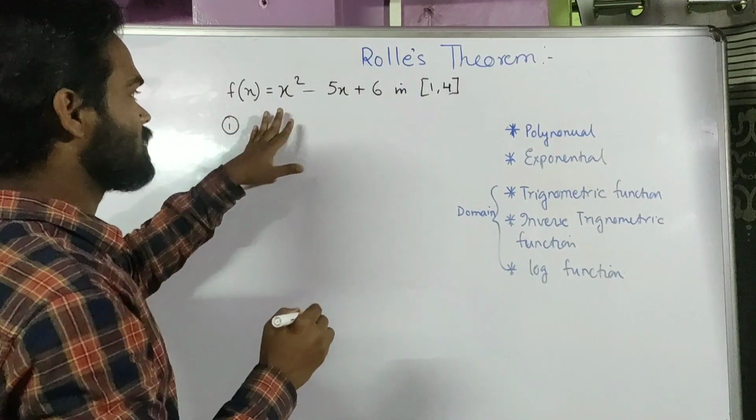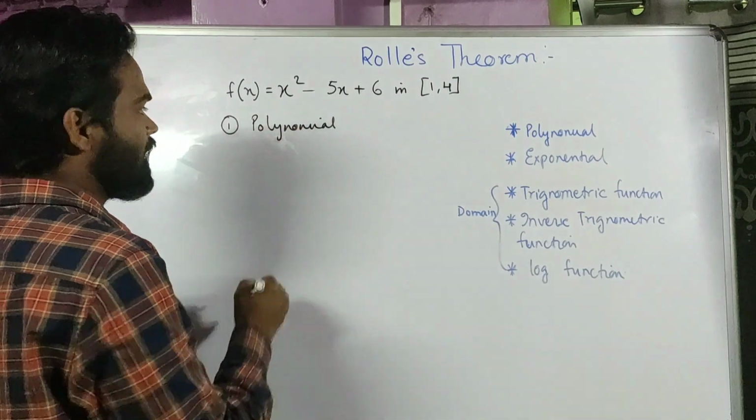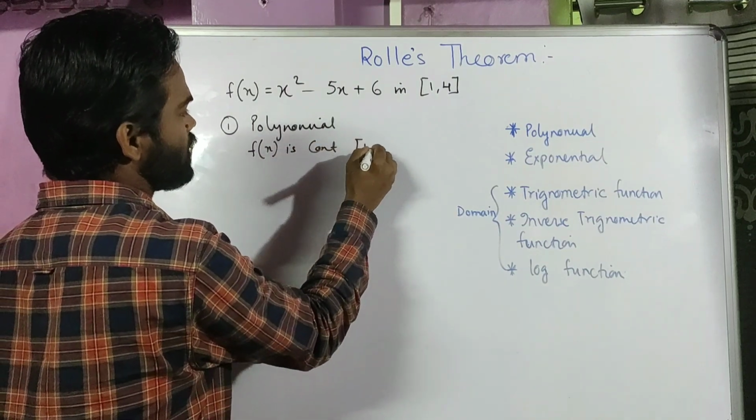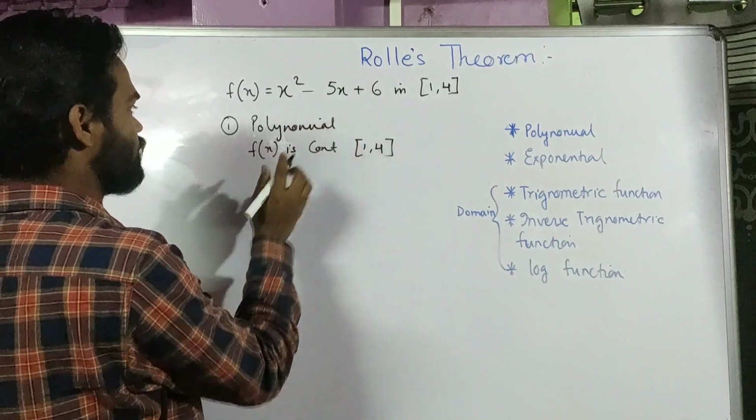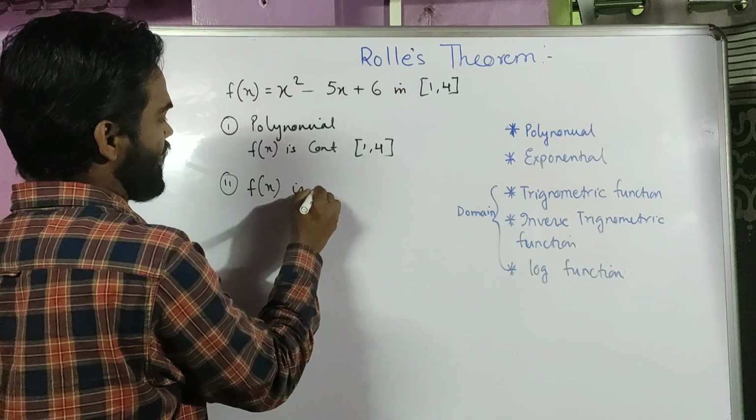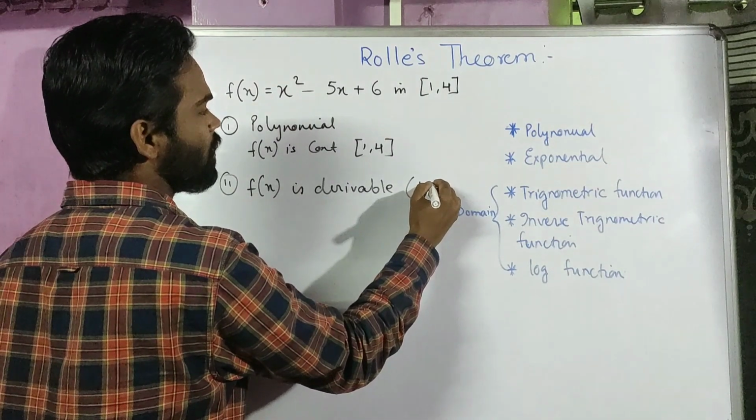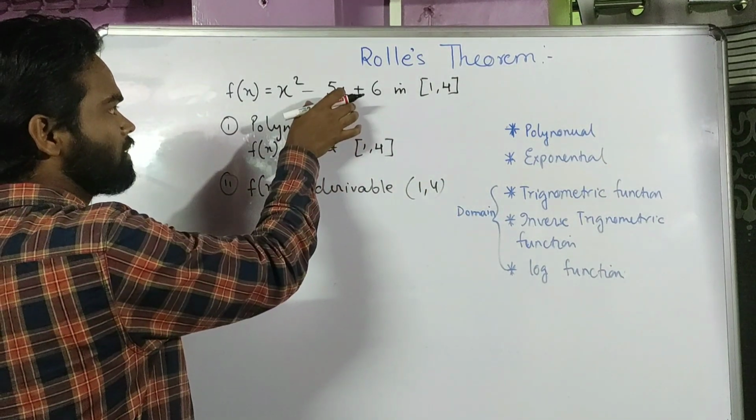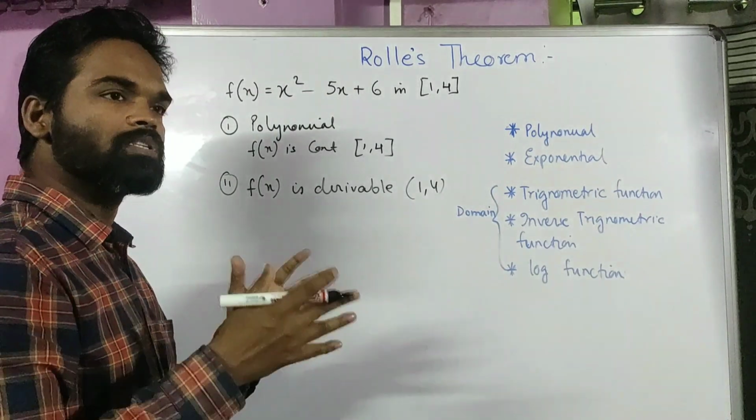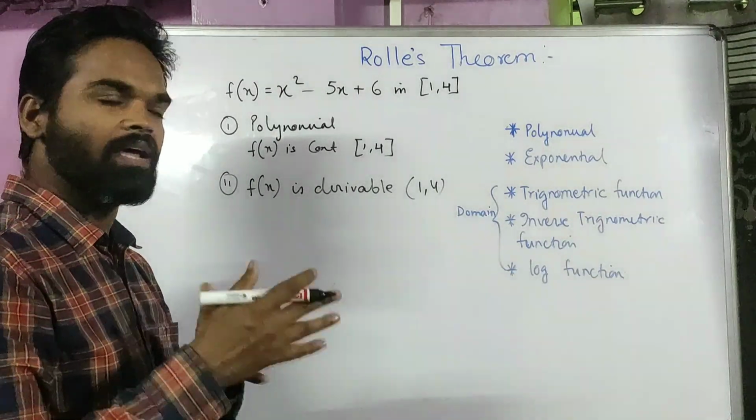First, since it is a polynomial function, we can say that f(x) is continuous in closed interval [1, 4]. Okay, we don't need to prove this. Second, f(x) is derivable in open interval (1, 4). If you differentiate this function, you put any value between 1 and 4, you'll see that it will exist. Okay, it is derivable at any point between 1 and 4.